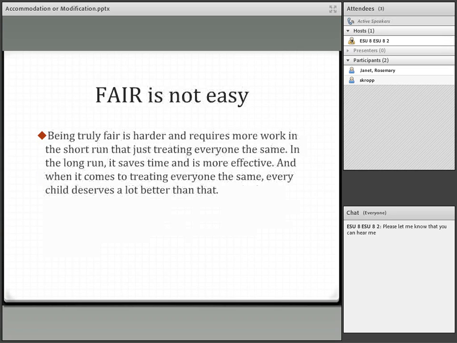It's also good to think about that fair isn't easy. When we think about being truly fair for students, it really is harder, because we have to really think about what is fair for each individual. It's going to take us more work in the short run. Up front, it's going to take more work to figure that out rather than just treating everybody exactly the same. But in the long run, it's going to be more effective. And when it comes to treating everyone the same, every child deserves a lot better than that. It's not right to treat everyone the same.